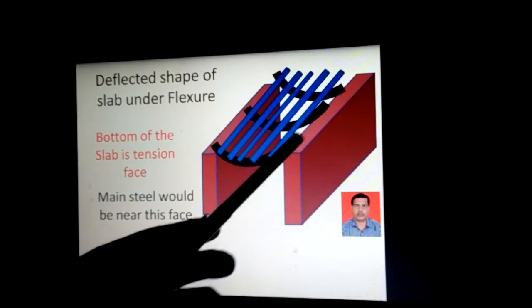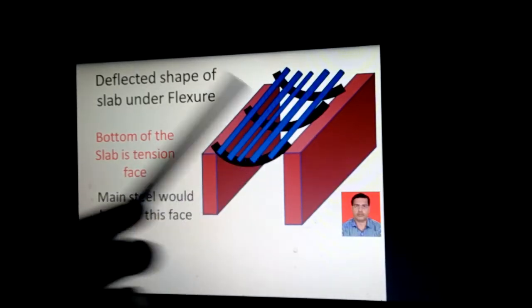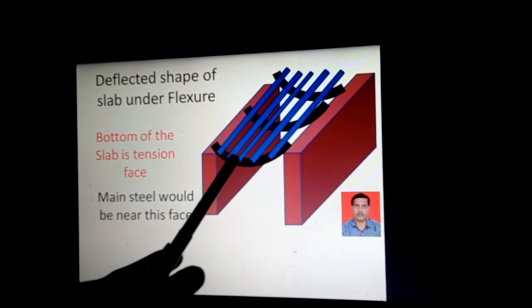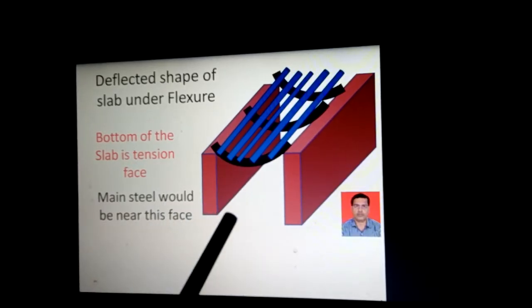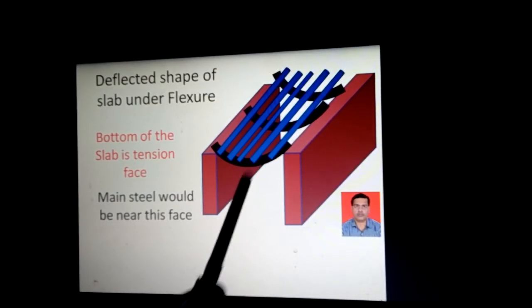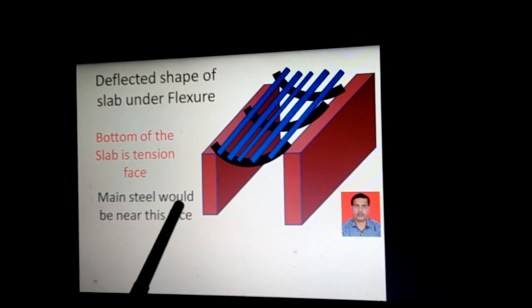The diagram shown here is the skeleton of the reinforcement, with the main steel in black and the distribution steel in blue color, and this is fully covered and bonded by the concrete material. When the deflection takes place, all the material deflects together as a unit rigid member, and this deflection is going to develop tensile stresses at the bottom, for which we provide main steel near the tension face, that is the bottom surface of the slab.